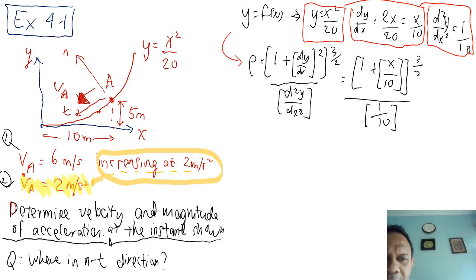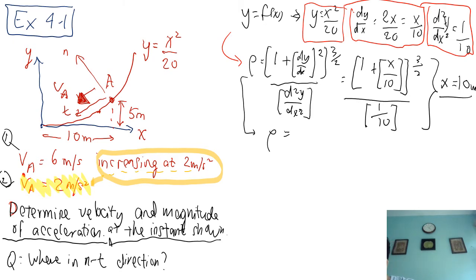What is the value of x? We know that x equals 10. And therefore we can get the answer here. Rho equals 28.28 meters.